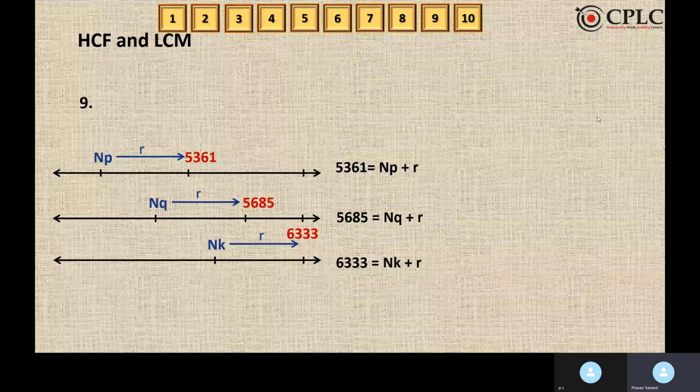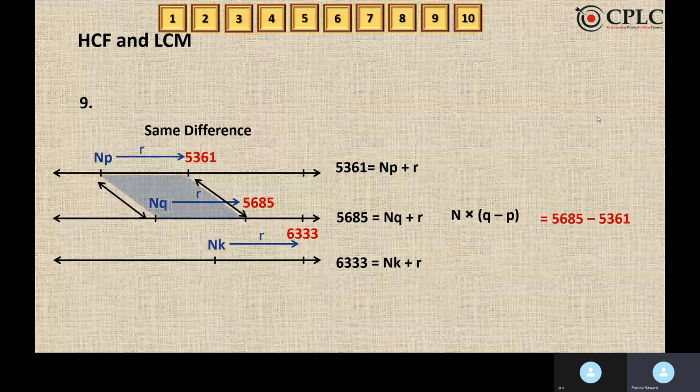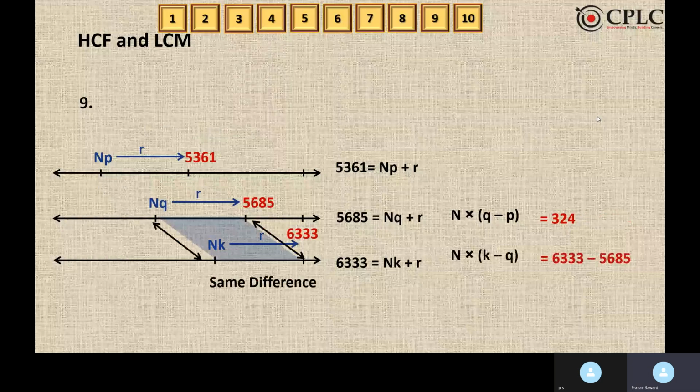Now let's solve the equations simultaneously. First I'll solve the first two equations. After solving the first two equations, I'll get n into (q minus p) as 324. After solving the second and the third equation, I'll get n into (k minus q) as 648. Now, in 324 and 648, there's a 3-digit number common. So let's try to figure out the value of n.